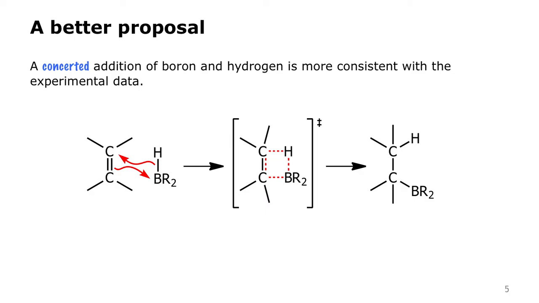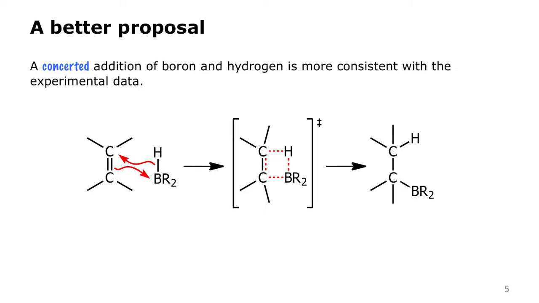And all of our experimental evidence points to some sort of transition state that's something like this. We're going to talk about some of the nuances of this because it's important. So in one concerted step, the boron and the hydrogen add across the double bond. Thus the name hydroboration.